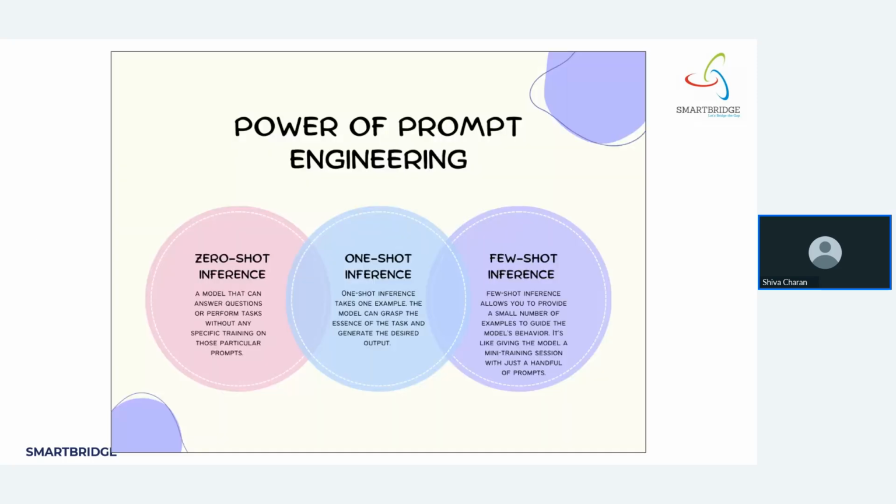So, power of prompt engineering: zero shot, one shot, and few shot. Okay, zero shot, one shot, and few shot. Striking anything in the LangChain few shot template, right? Remember? Okay, fine. So zero shot inference is nothing but without any example.